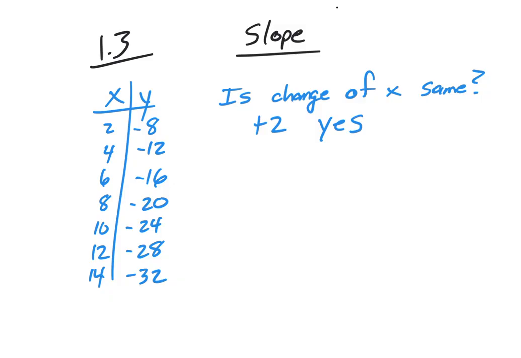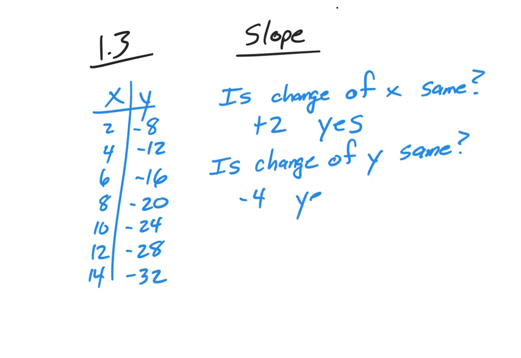Okay, second question is the change of y the same? Once again, we look at our y values, and as we go from top to bottom, from -8 to -12, we're going down 4, down 4, down 4, down 4, all the way, okay? So we're going down 4 all the way down, and so this would be -4, and so we would say yes.